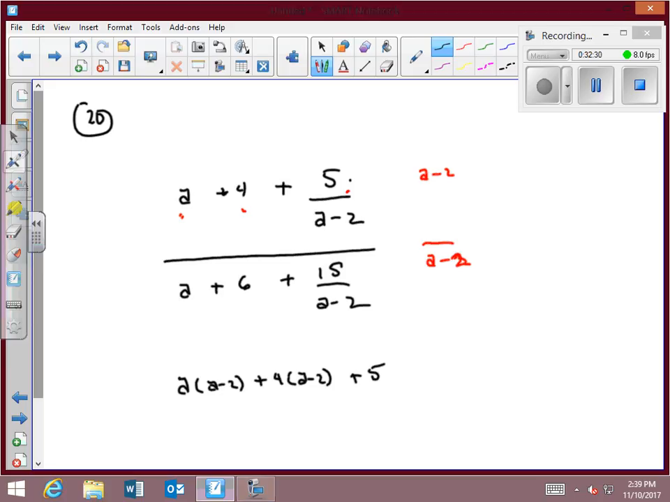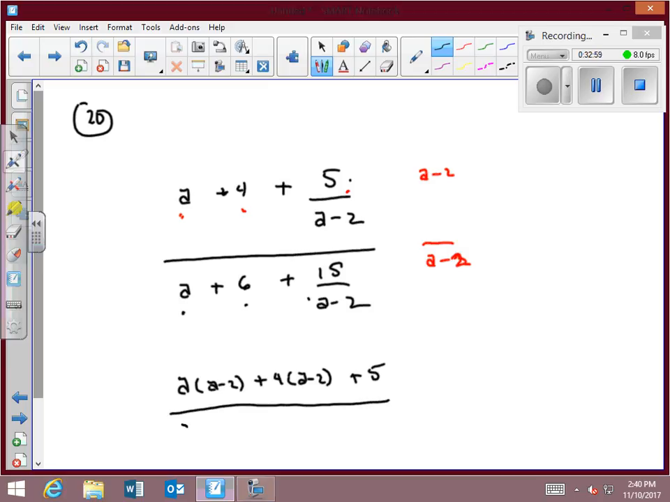Is that right? So is the denominator going to be the same kind of thing? It's going to be this a times what? A minus 2, isn't it? It's going to be this 6 times a minus 2. And then when I multiply this by that a minus 2, common factors are going to drop out and I'm going to have a 15, right? Is that right?